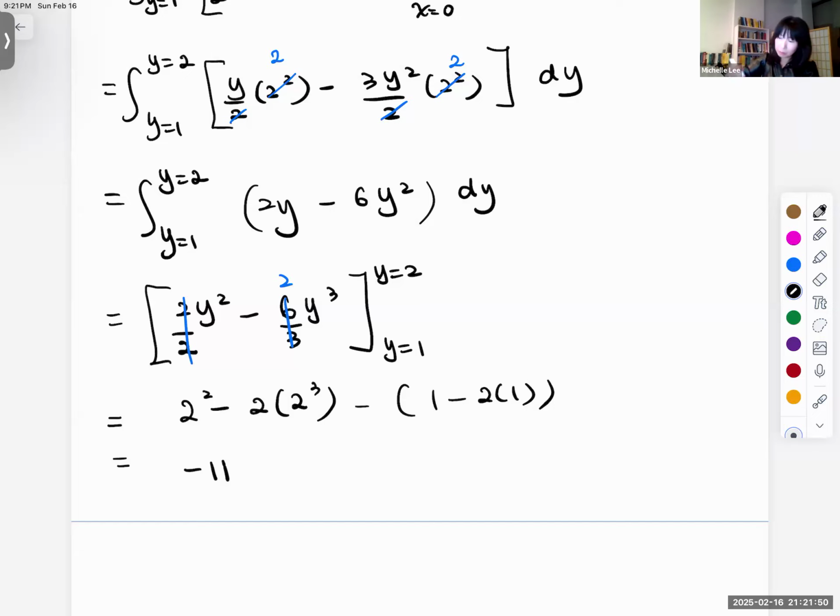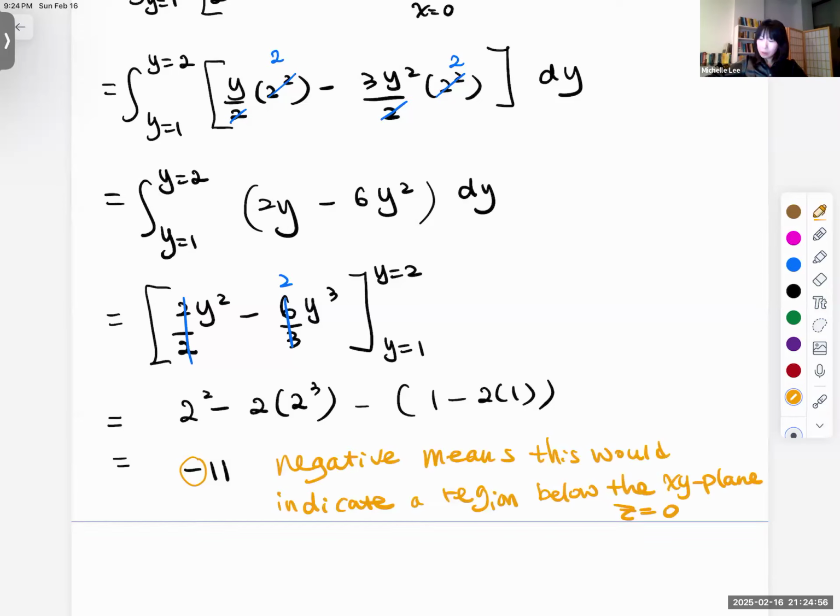We know that, right? So let me write down. Negative. So, what's the best way, right? So here we go. I wrote down, we have a negative. Negative means this would indicate a region below the xy plane, z equal to 0. Yeah, so basically below the z-axis.